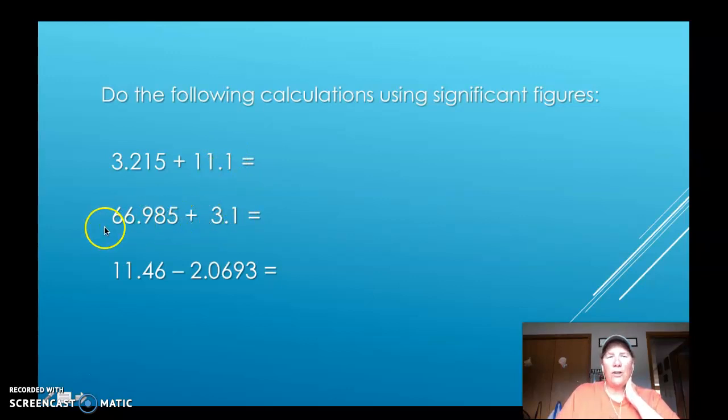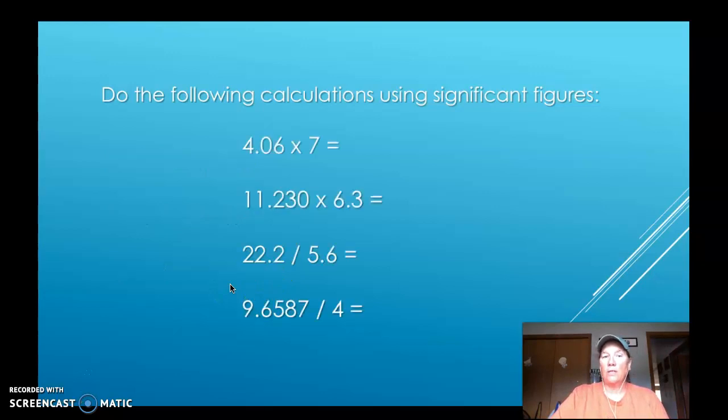Once you add them together, you're going to get 70.085. But this can only go 1 past the decimal, so you're going to have to round it. And then the same with this one. This one goes 2 past the decimal. You just subtract these 2 numbers, and then you look at your answer. This goes 2 past the decimal, and this goes 4 past the decimal. So make sure you only go 2 past the decimal. You round it to that point.